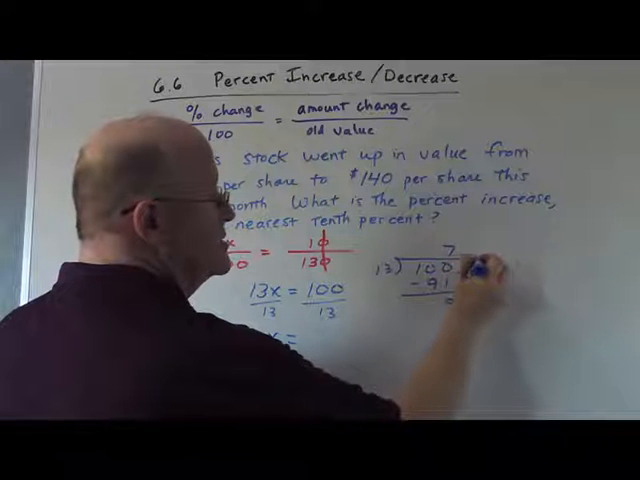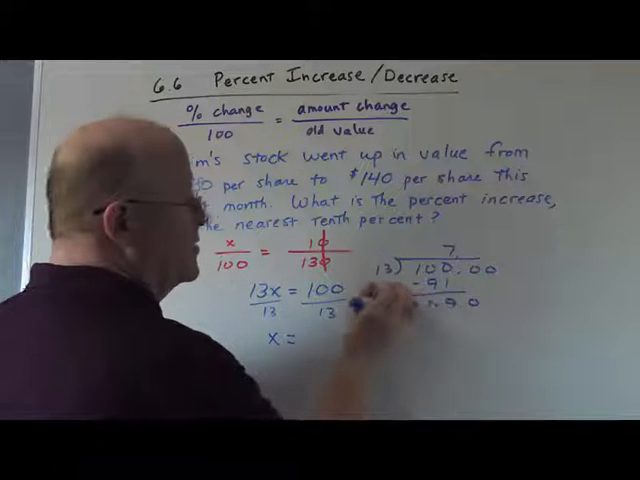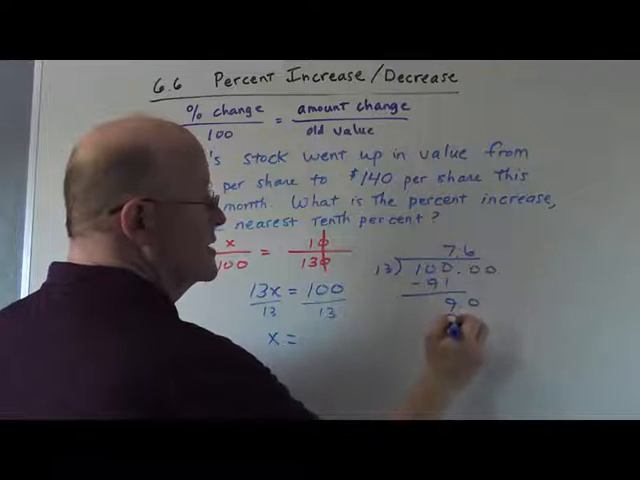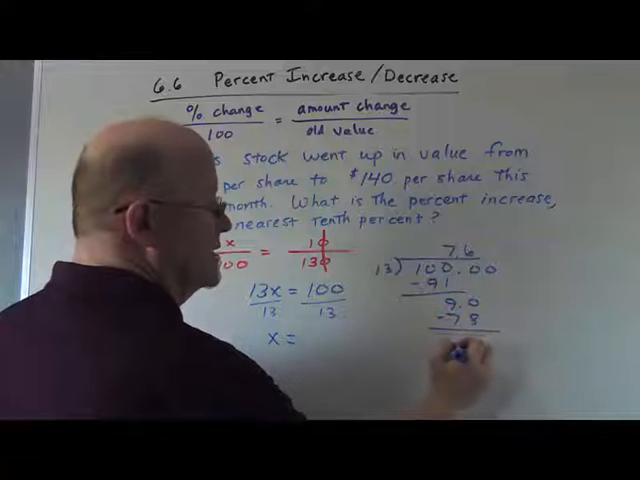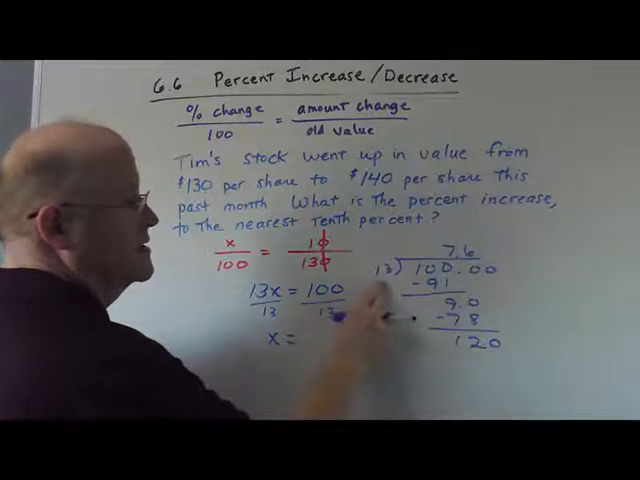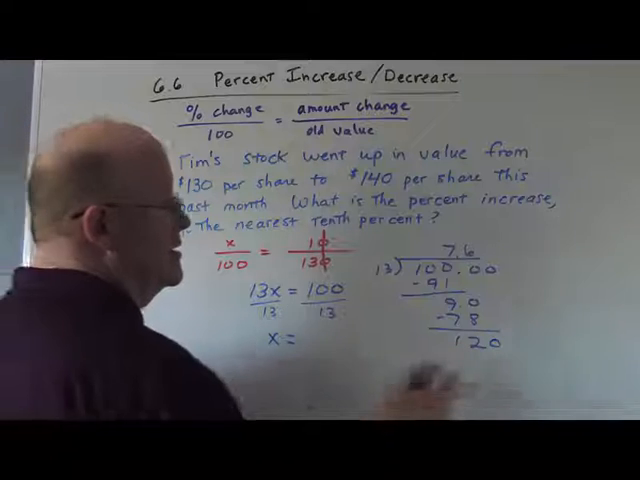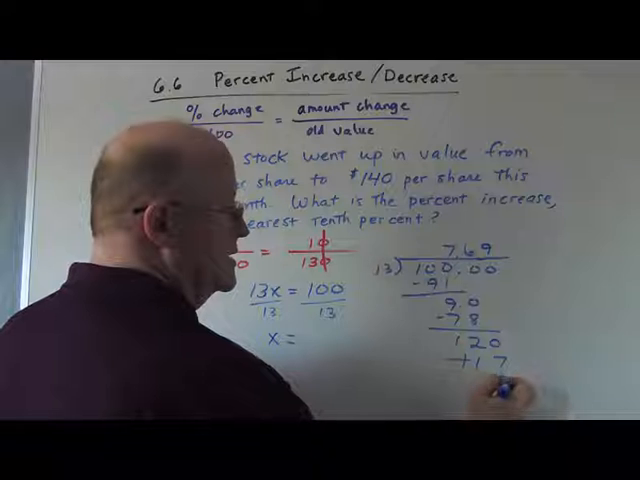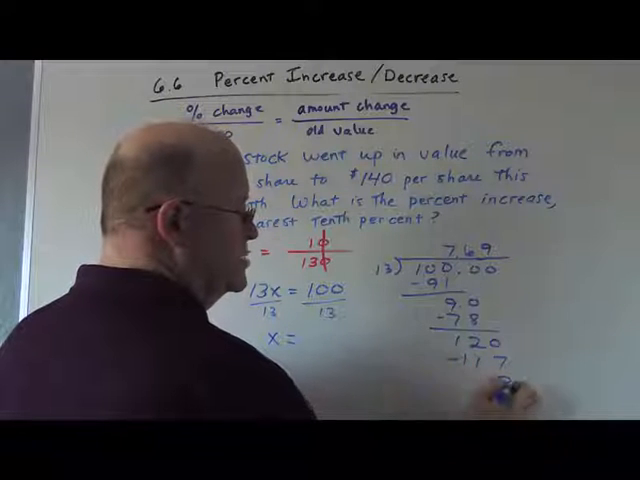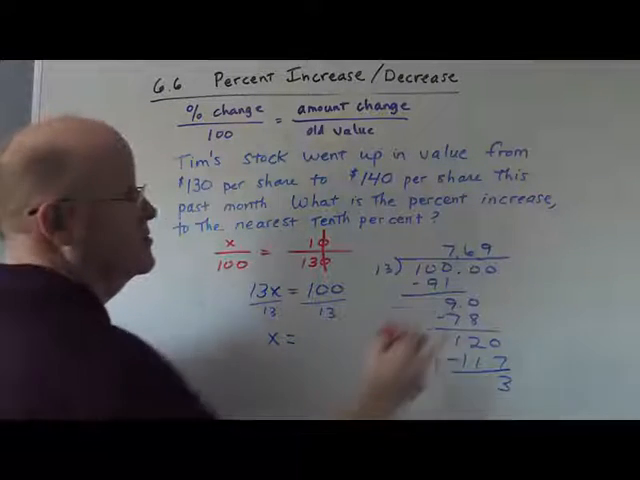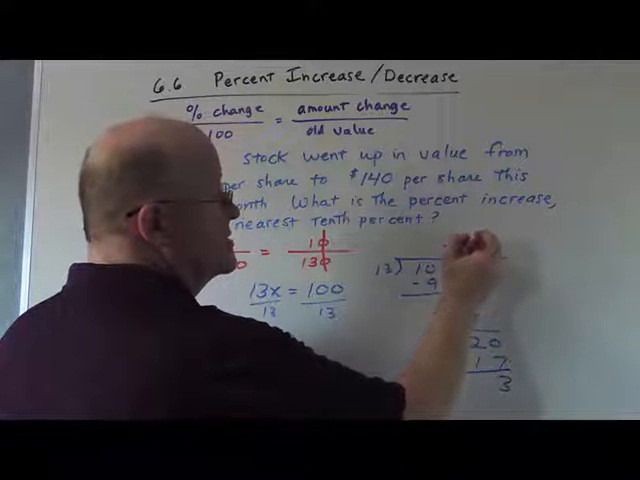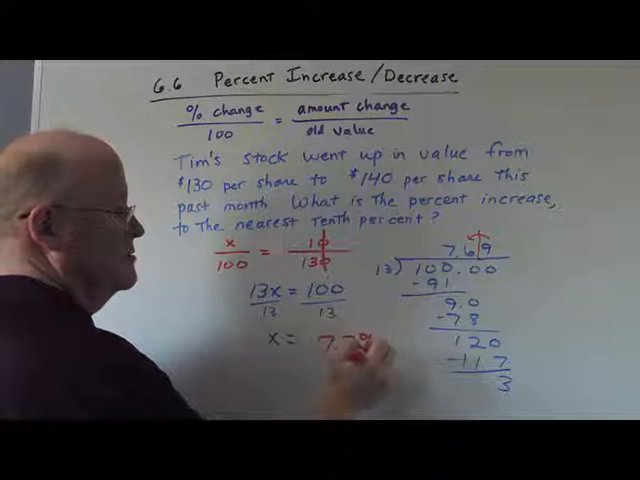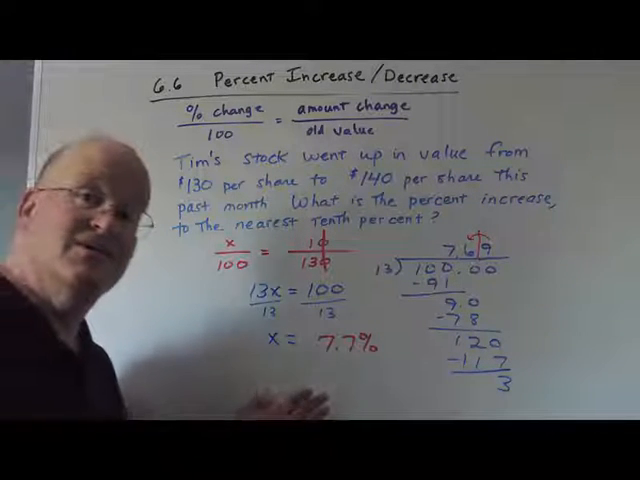We're going to have to put a couple zeros in here in a decimal. 13 goes into 90 6 times, making 78. We subtract and get 12, bring down a 0. This is now going to go in 9 times, and that will give us 117. Now, we are rounding to the nearest tenth of a percent, and that 9 is going to have us rounding up, so this will become 7.7% increase in his stock value.